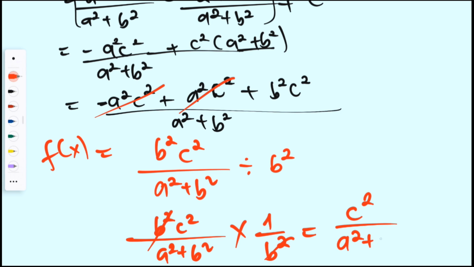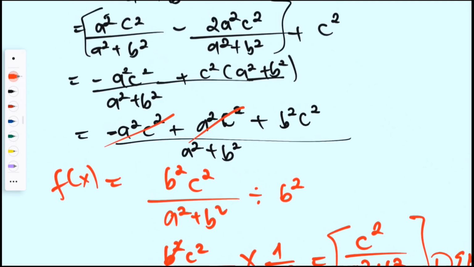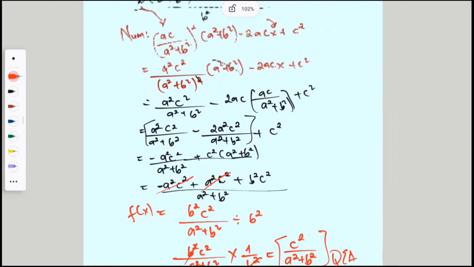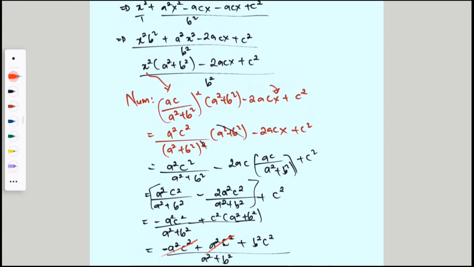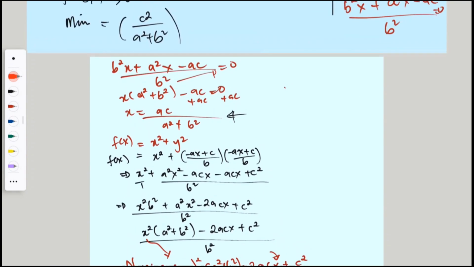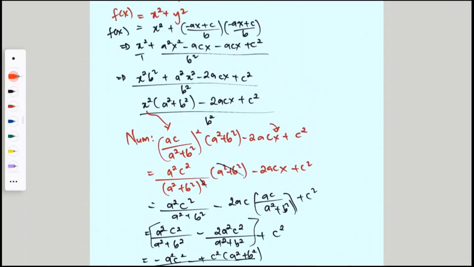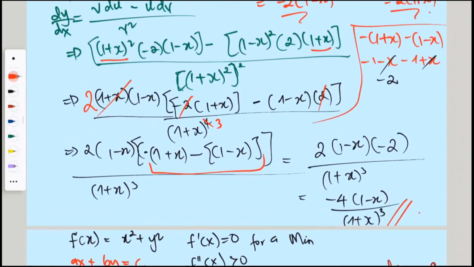a squared plus b squared, right over here. Q.E.D. That's the proof. Quod erat demonstrandum. Now this was actually a mouthful. Look at that. So I know I made a couple of mistakes, but we got the final answer. That is the proof in the question.